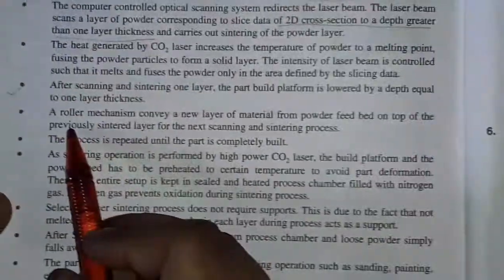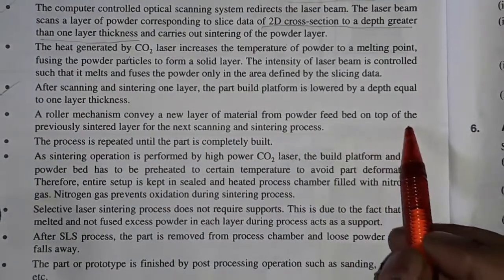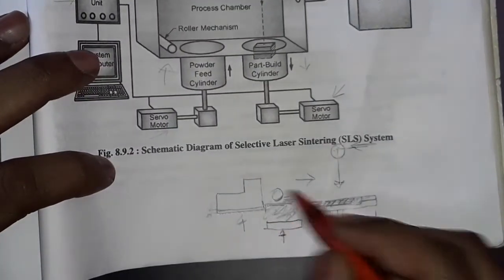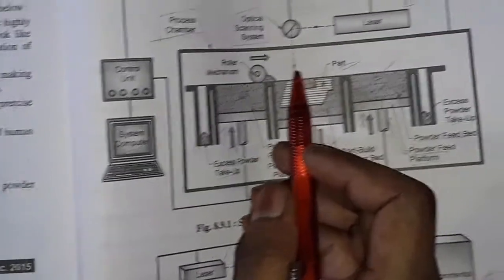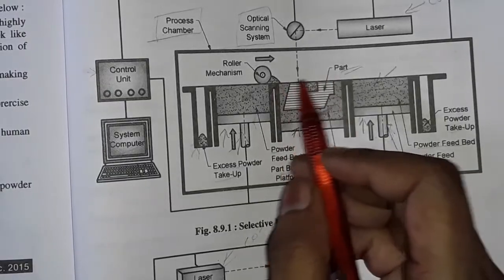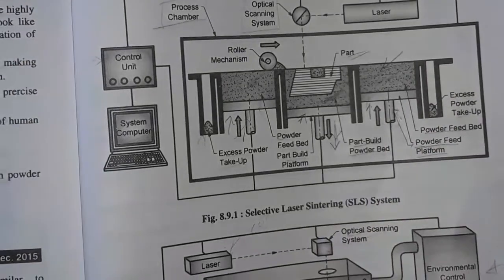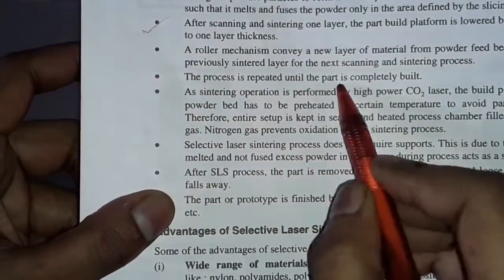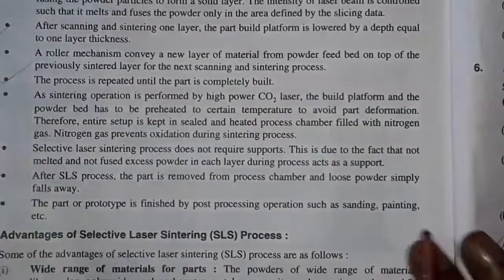The roller mechanism conveys a new layer of material from the powder feed bed on top of the previously sintered layer for the next scanning and sintering process. As I have told you here, this is how the roller mechanism works. This roller mechanism goes here, and a new layer of powder is built up on this previously built or sintered part. Now here friends, the process is repeated until the part is completely built. This whole process is repeated until the whole part is built.